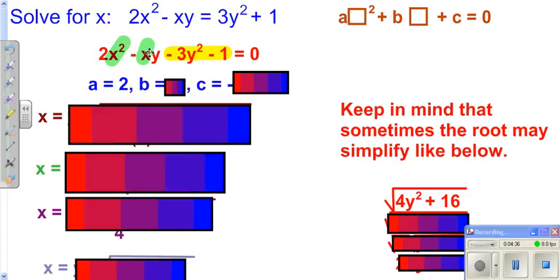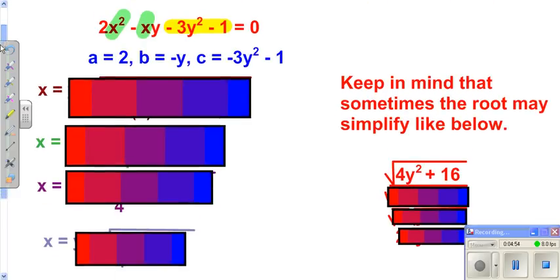Your b is what your x to the first power is multiplied by, which is a y and a -1. And your c is anything that does not have your variable that you're solving for, which is x. So anything that doesn't have an x, that would be this stuff here. That is your c. So you want to go ahead and plug that into your quadratic formula.